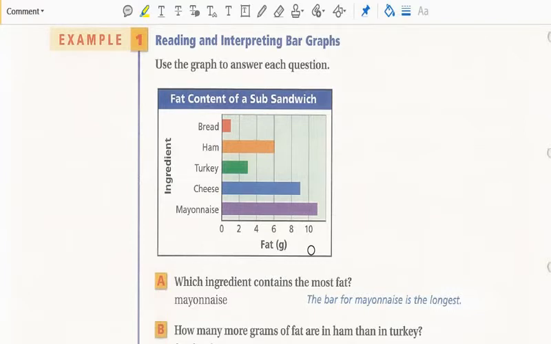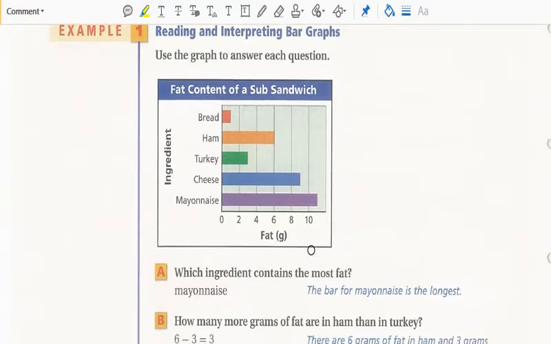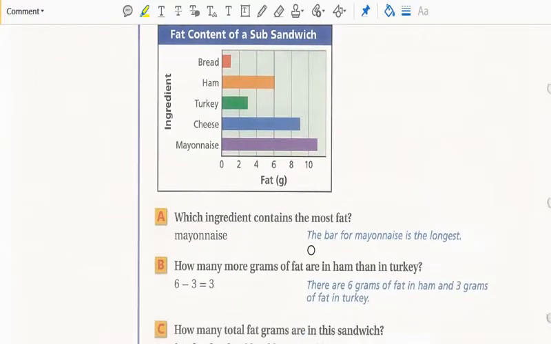So I'm going to ask you, which ingredient contains the most fat? Just looking at the graph, you can figure it out. And what is it? Yes, it's mayonnaise. Why? Because it's the longest bar. Okay. Second one. How many more grams of fat are in ham than in turkey?